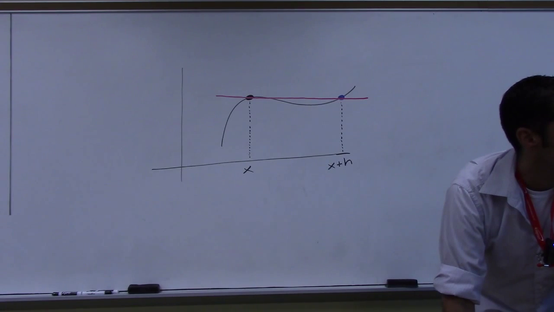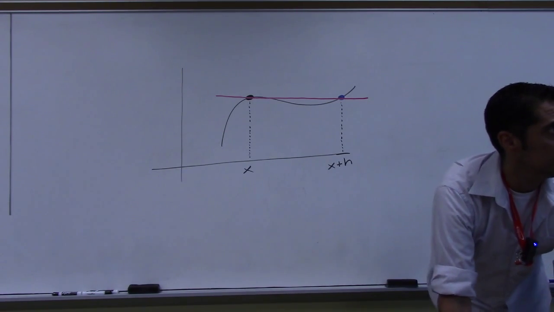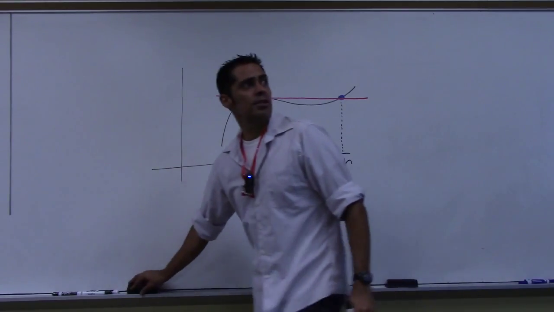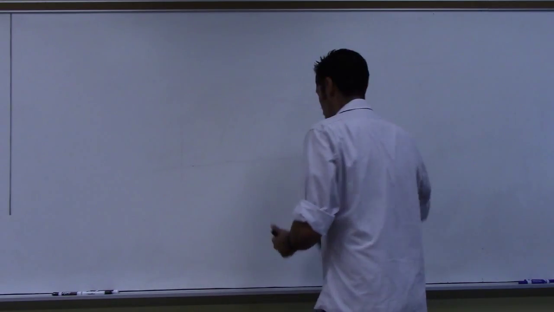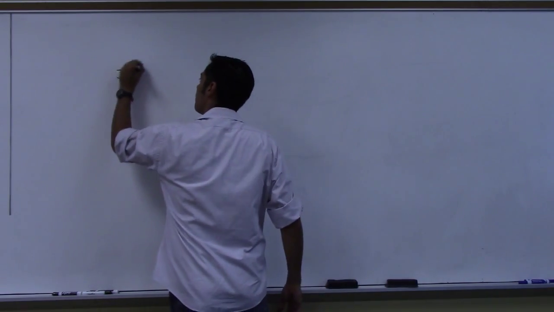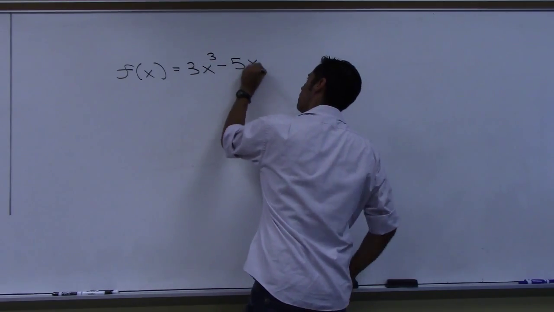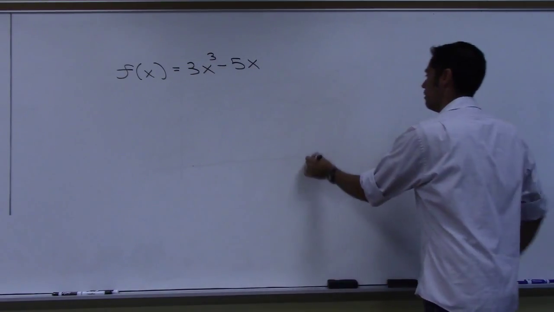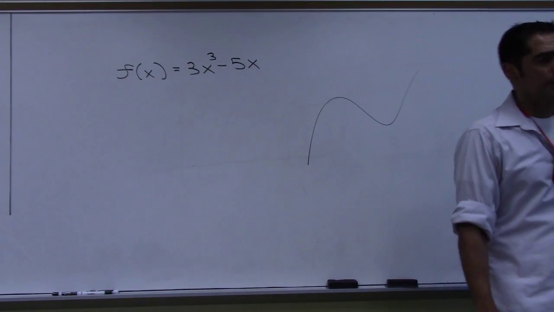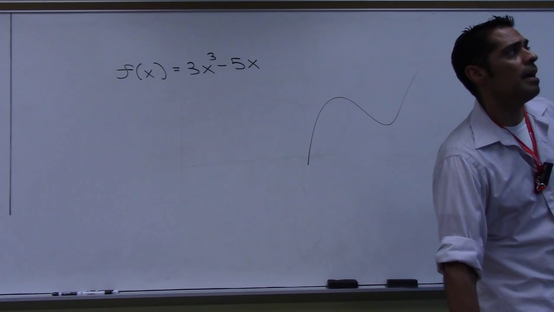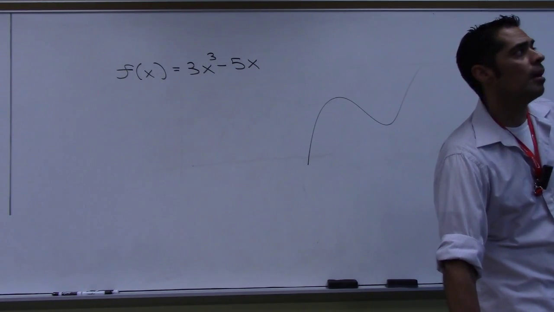So here's a particular function. I'm giving you this function, 3x cubed minus 5x. I'll write the function up here so that we have a reference to it. And it looks like that thing over there. Whatever. So what we're going to do is find the equation of the line through these 2 points.